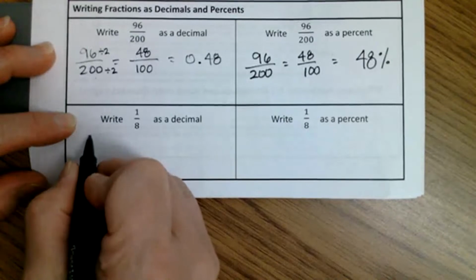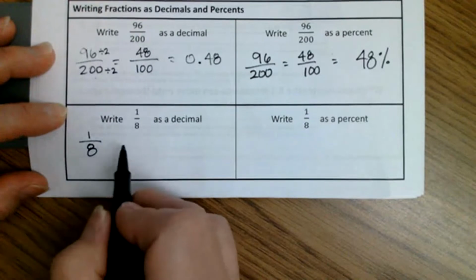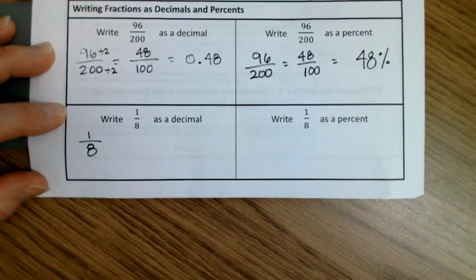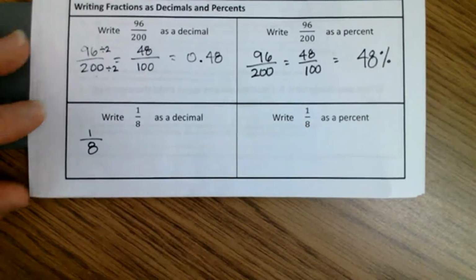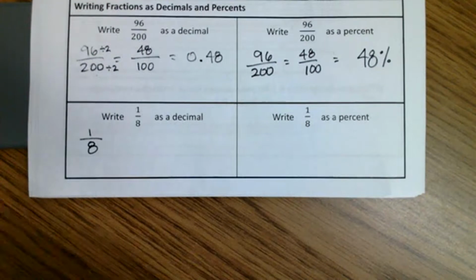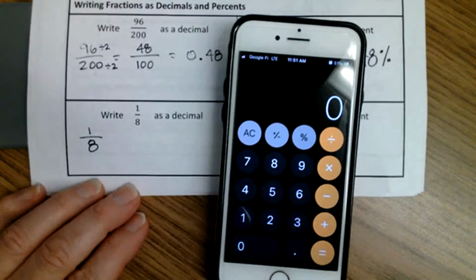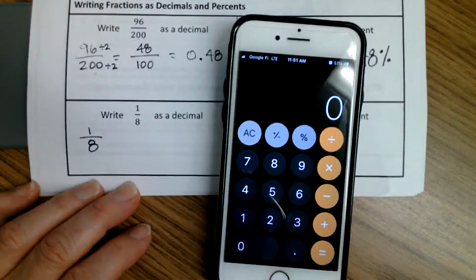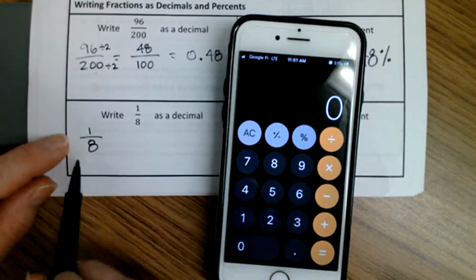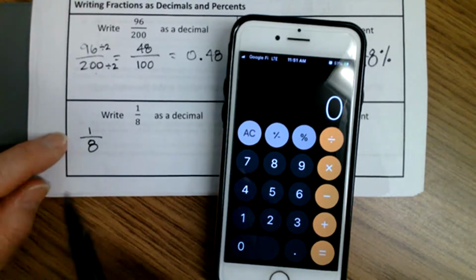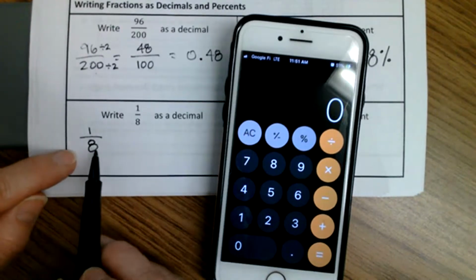Okay, now let's do 1/8 as a decimal and a percent. If I want to find the decimal for that, I could try to figure out what is that out of 100. I could set up a proportion and put 100 down here and solve for the missing number. But also, with a fraction, the fast way to find the decimal is to use a calculator. And in this module, you are allowed to use a calculator. Remember, a fraction is always a division problem. This fraction says 1/8, but it also says 1 divided by 8.